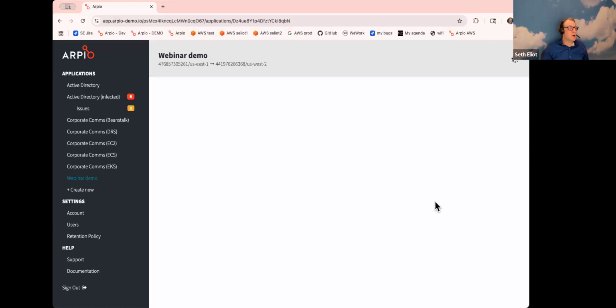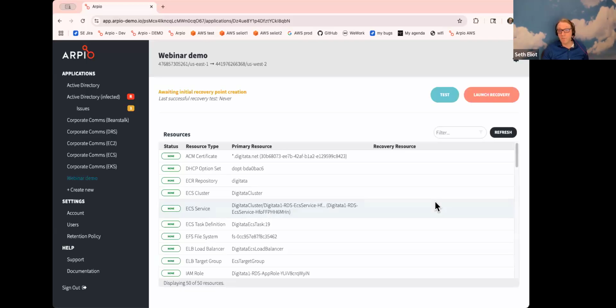RPO is now going to start backing up all that data, all of that infrastructure, and start protecting it. You see there's 50 resources here. So it's all the resources that live in this account and region. This is where I'm going to recover to. This is the primary account and region. This is my recovery environment. 50 resources got selected and 50 resources are going to be protected.